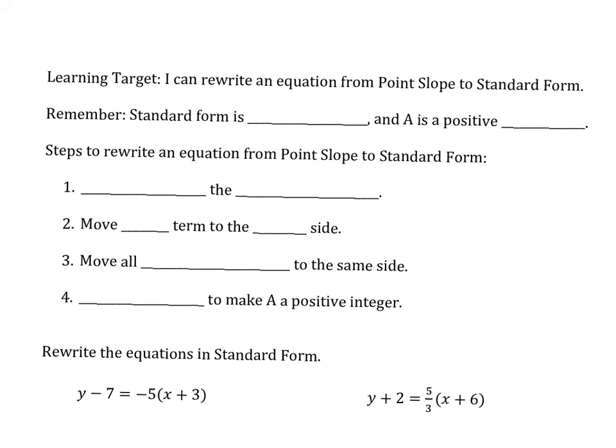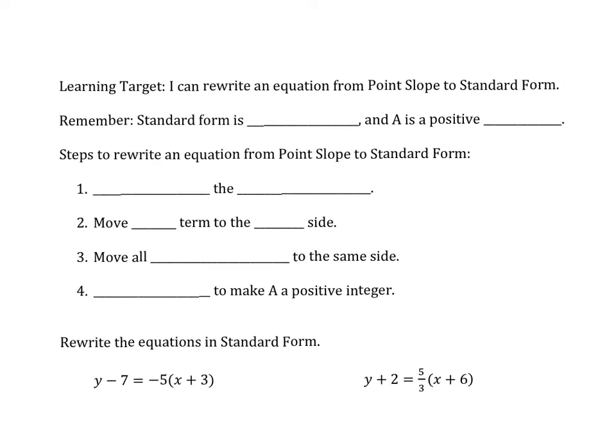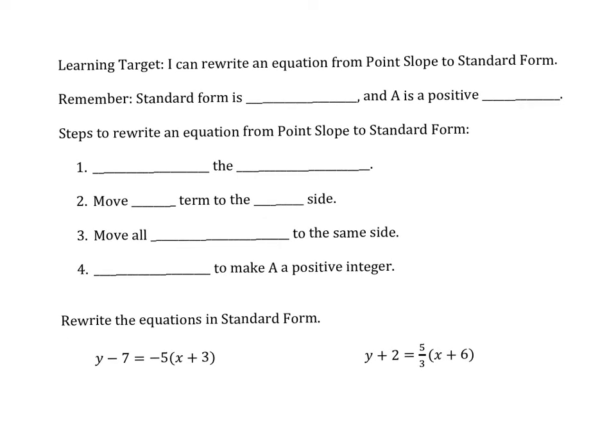Our learning target for today is I can rewrite an equation from point slope to standard form. So let's remember what standard form is. Standard form is ax plus by equals c, where a is a positive integer and b and c are just other integers.